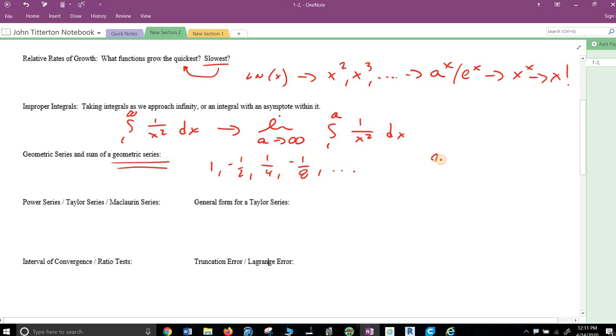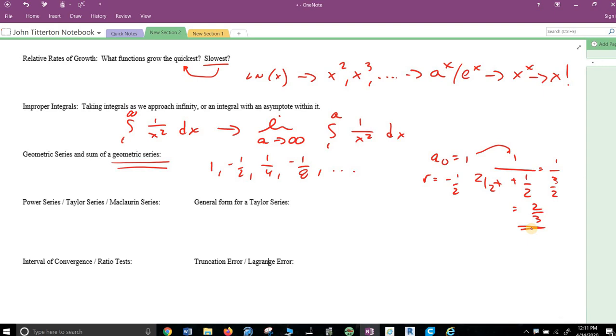You would say a naught equals 1, r value equals -1/2, so it's 1 over 1 minus -1/2. And we do this fun stuff, 2 over 2, and we get 1 over 3/2, which is 2/3. So that would add up to 2/3. Seems a little bit wrong. 2 plus 1, 3/2. Nope, 2/3.